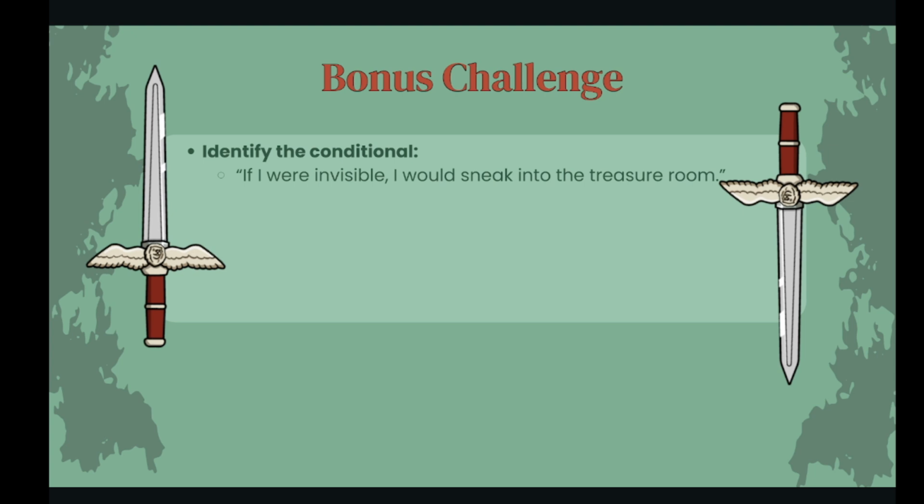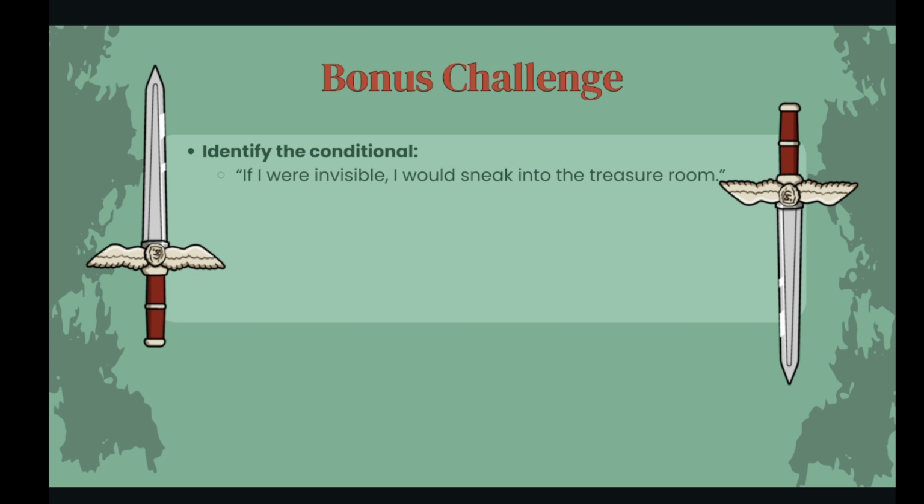So this conditional is the second conditional. And the key points were in the if clause, we have were, which is past simple of the be verb. And in the main clause, we have would. And remember, would is an indication of second conditional.